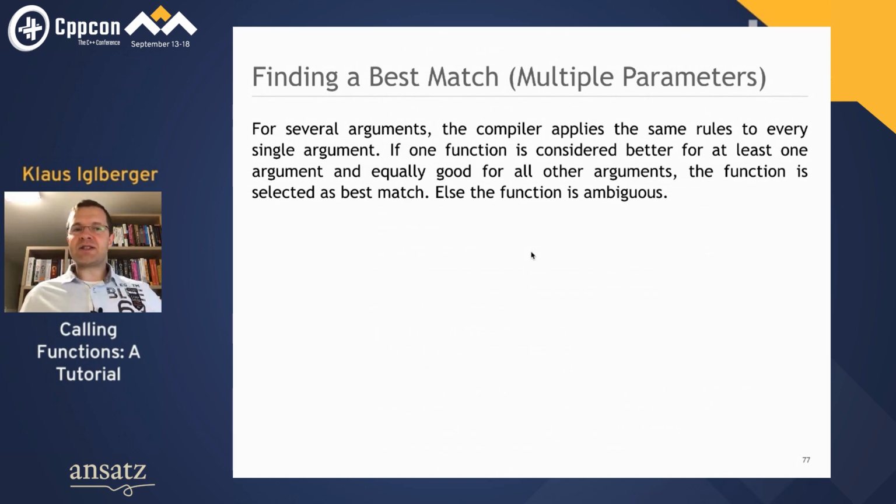Now, this explains how the compiler selects a function with a single argument. But what about multiple arguments or multiple parameters? This process is actually just a consequent application of the rules that I've explained so far. For several arguments, the compiler applies the same rules to every single argument. If one function of the ones in consideration is considered better for at least one argument and equally good for all the other arguments, then this function is considered a best match, else the function call is ambiguous.